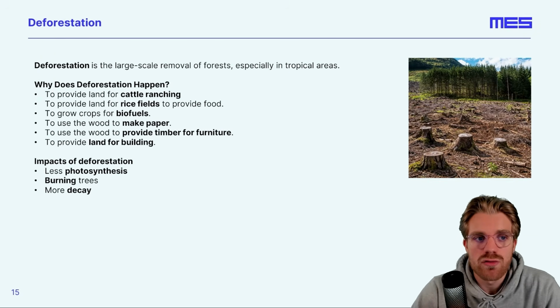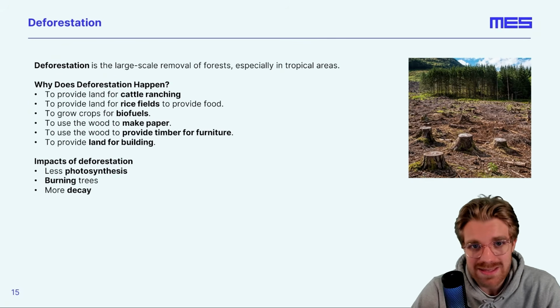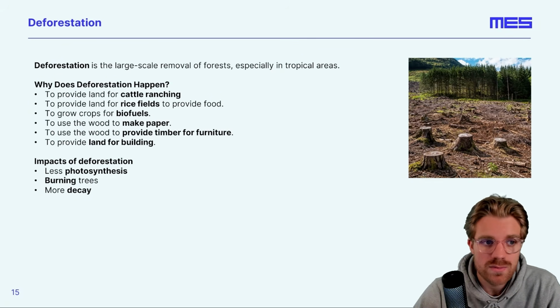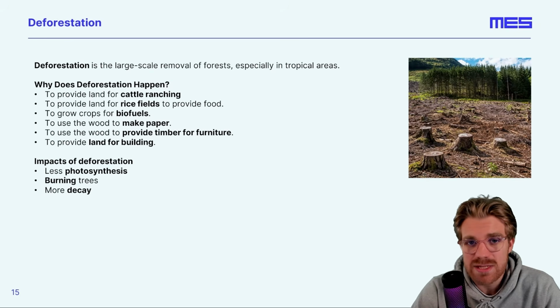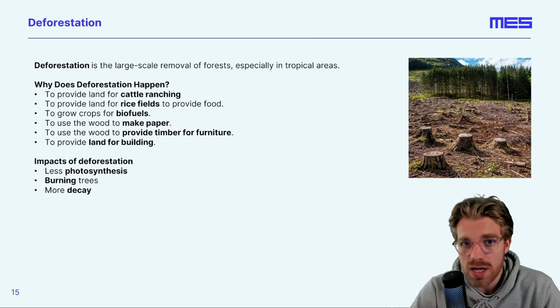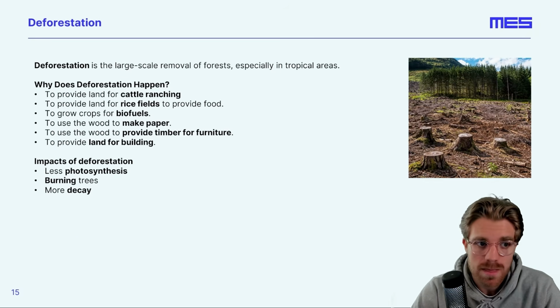Deforestation is the large-scale removal of forests, especially in tropical areas. Deforestation happens for a number of different reasons. It's primarily to make space for different land use. This might be to provide land for cattle ranching, or to provide land for rice fields. It could be to grow crops to produce biofuels. Now, a biofuel is a living material that is then burnt in order to release that energy. So these are crops that are then burnt to provide fuel.